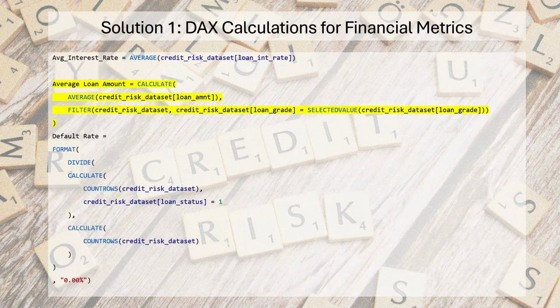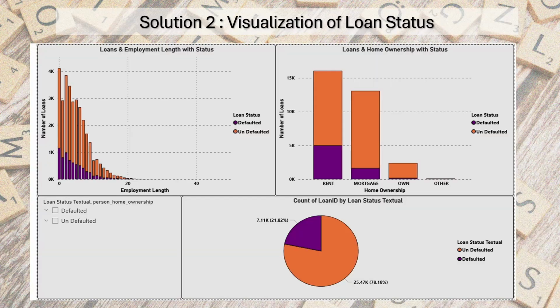So this was the first question, DAX calculations for financial metrics. In this, average interest rate, average loan amount, and default rate were calculated using these particular DAX codes. Now for solution 2, this is the visualization of loan status.